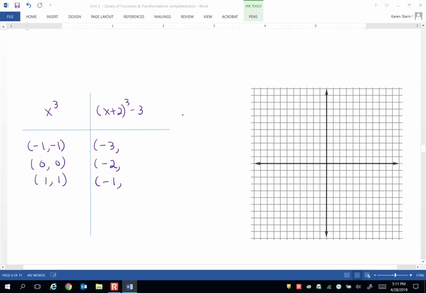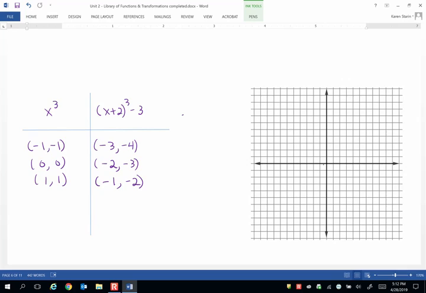So I'm done transforming the x values, and now I need to subtract 3 from the y values. So if I take -1 minus 3, I get -4. If I take 0 minus 3, I get -3. And if I take 1 minus 3, I get -2. So remember, these were two rigid transformations, so the shape of our S-curve will look exactly like the parent graph, or a snake as we called it.